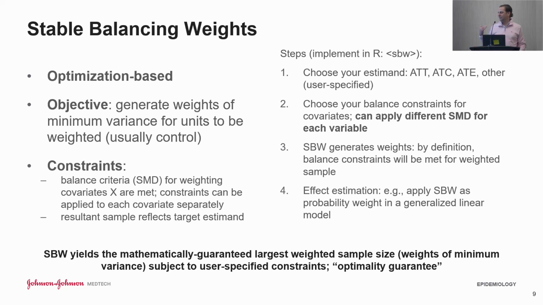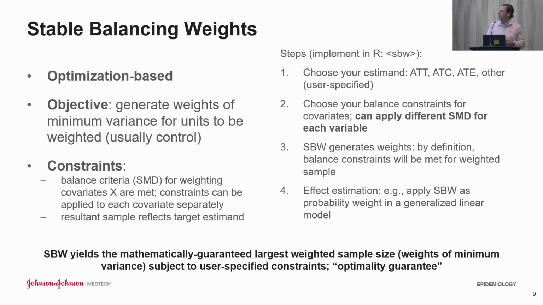And you can apply constraints for each covariate separately. So if I have a covariate that's highly prognostic, like let's say cancer stage, I can say that I want a standardized mean difference of 0 for that one. Then I can say, diabetes, I want a standardized mean difference of 0.1, and then I can say region, maybe it's not important, I'll have a standardized mean difference of 0.25. So it's highly flexible. And so what happens is, once you run the optimization problem, it yields the mathematically guaranteed largest weighted sample, that is the weights of minimum variance, subject to your user-specified constraints. So this is called the optimality guarantee.